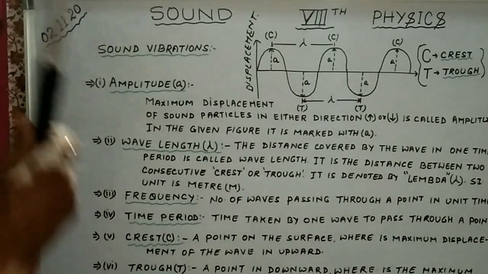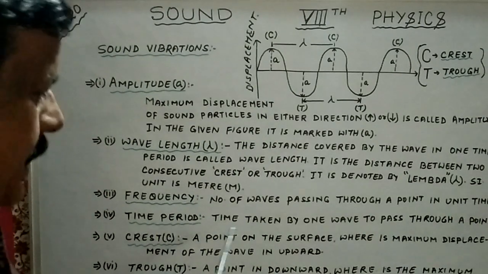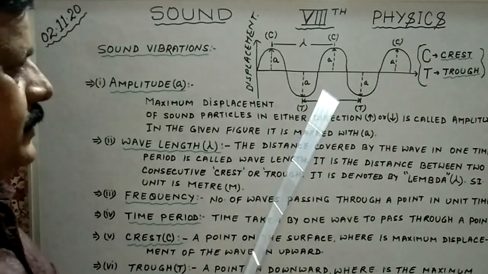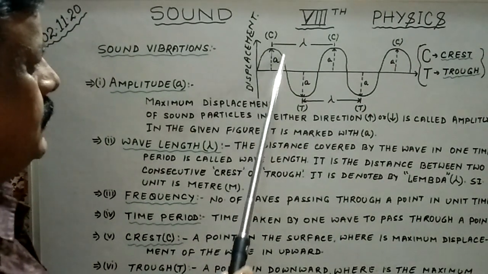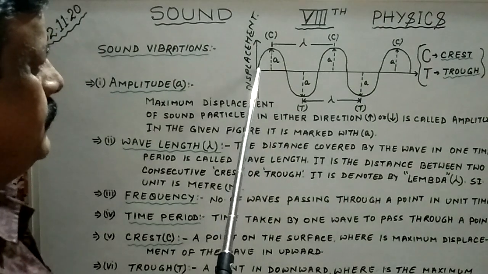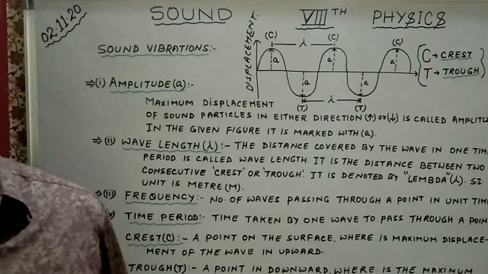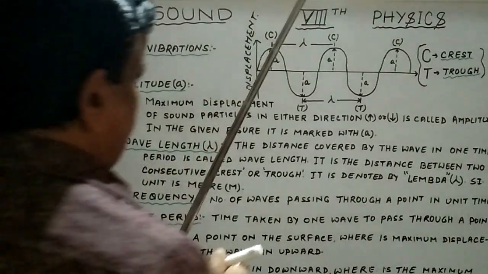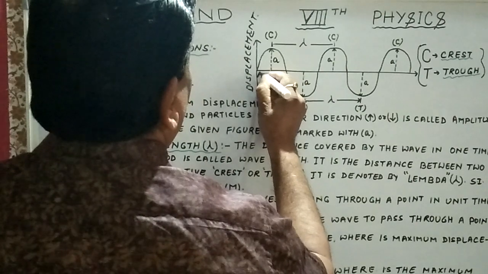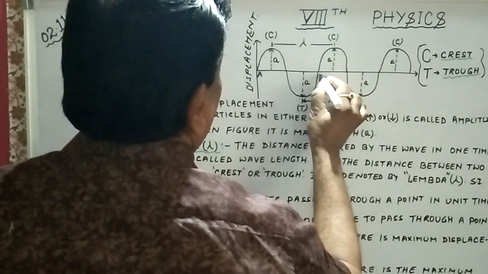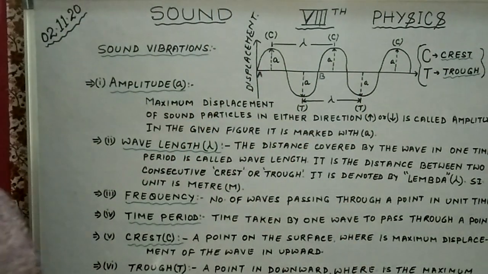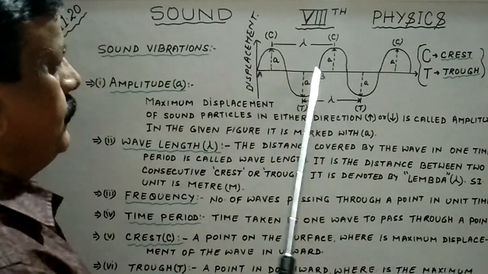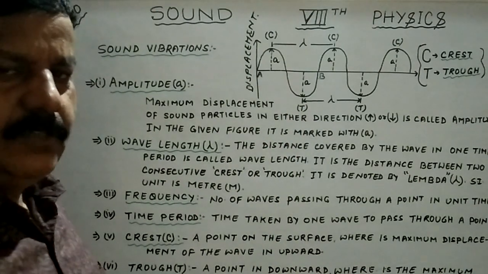Next, what is time period? You all know what time period is. It is the time taken by one wave to pass through the point. From this to this is one wave. From this to this is one wave. You can see in the figure, A to B, one wave is completed. This is half wave, this is half wave. So AB is one complete wave.